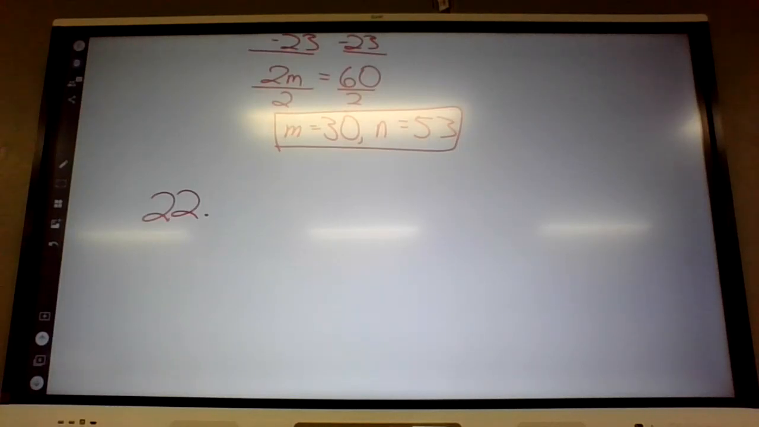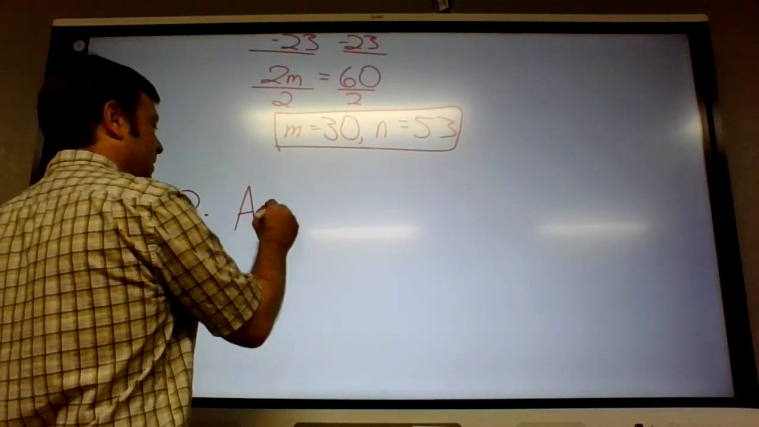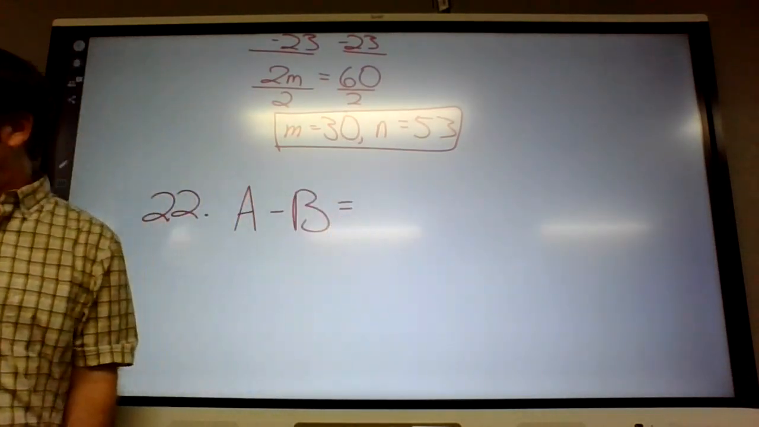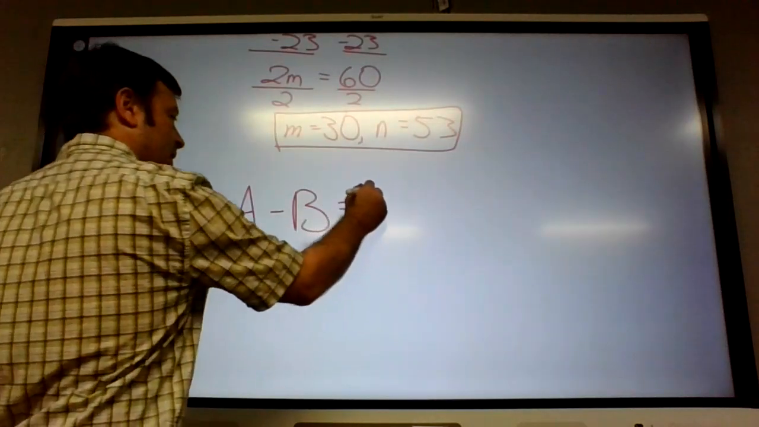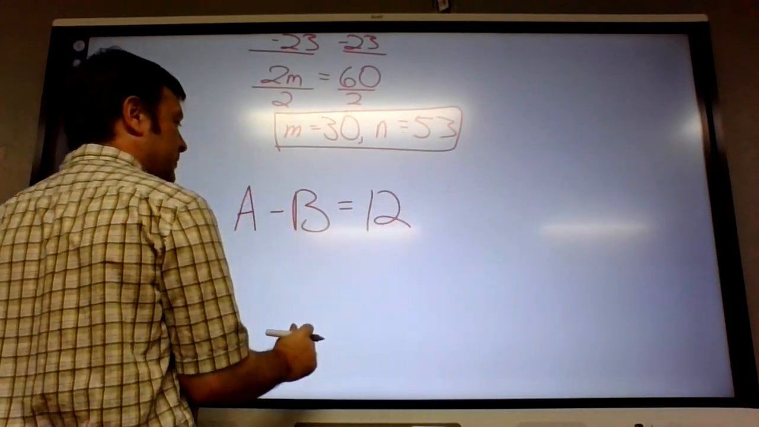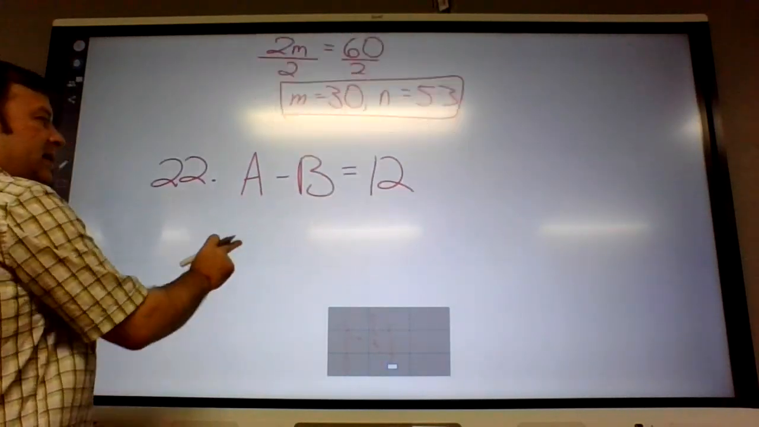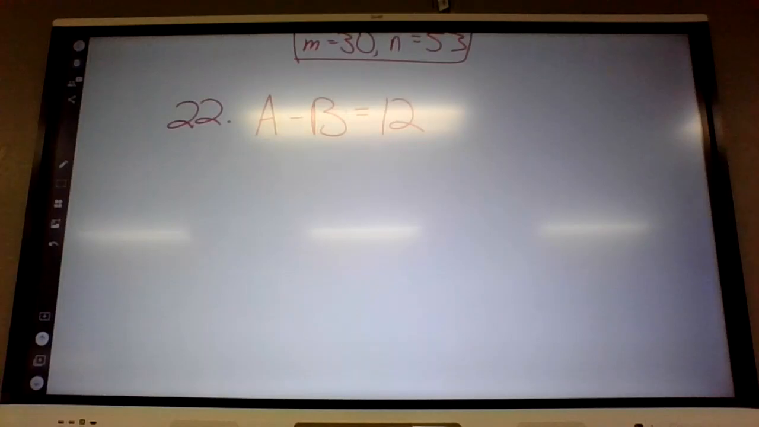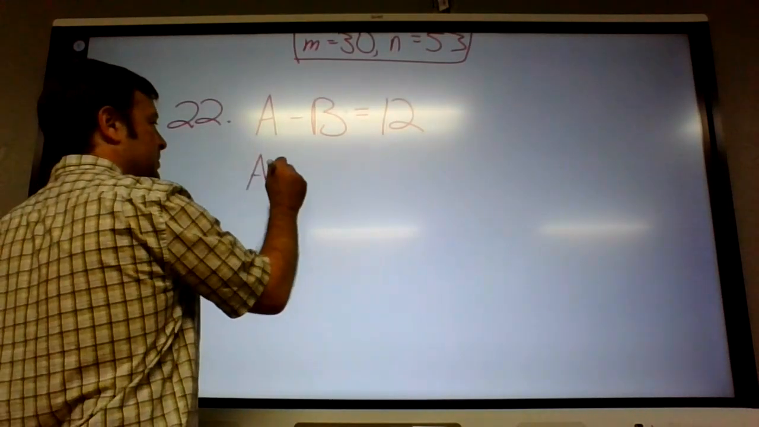It says 2 numbers whose difference is 12. What does difference mean? Subtraction. And like I said, I like a's and b's, so I'm going to do a minus b is 12. Their difference is 12. And then it says, and their sum is 40. So what did sum mean? Addition.